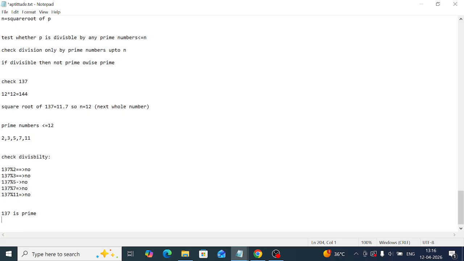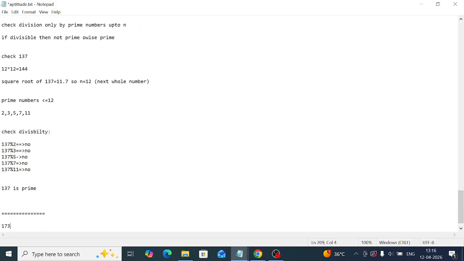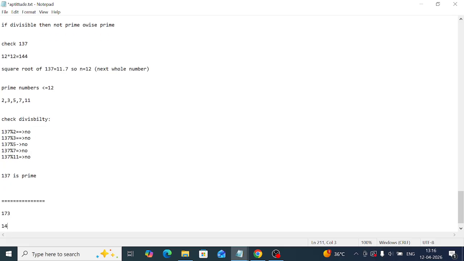I will tell you one more example, then you can get a non-prime also. Next value I am taking is 173. 173 is around 14 squared. 13 squared is 169, but it is 173. 14 into 14, how much? 196.